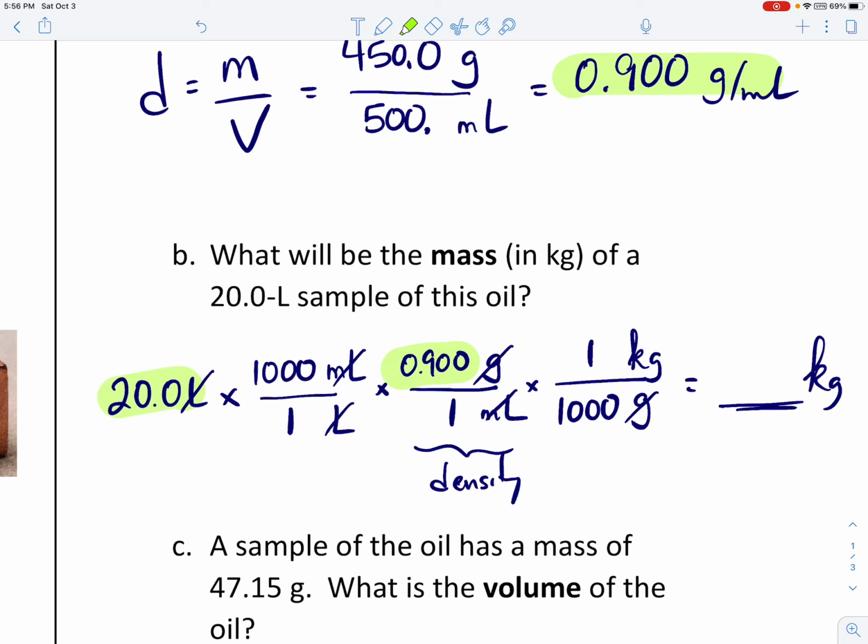There's exactly 1,000 grams in a kilogram. So we ignore those when we do significant digits. They have infinite significant digits because they're exact. So because we have 3 significant digits in these numbers, we're going to keep 3 significant digits in the answer, and we'll write 18.0 kilograms.